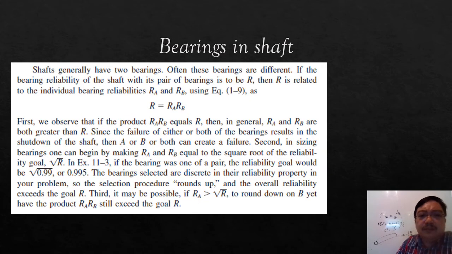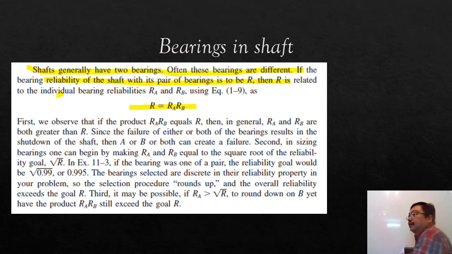Okay, the bearings on a shaft. Generally, a shaft has two bearings, and often these bearings are different. If the reliability of the shaft's bearings is R, then R is related to each bearing, RA and RB. What are RA and RB? Usually for a shaft they have two bearings. This is bearing A, this is bearing B. So it equals RA and RB.